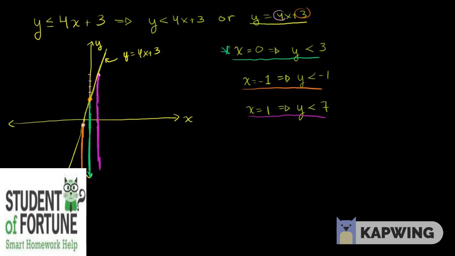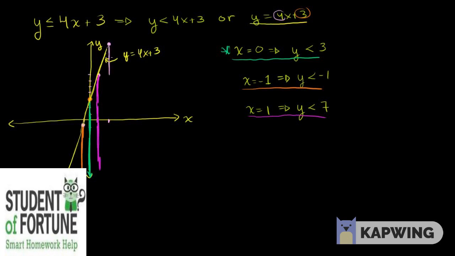And in general, you take any point x. Let's say you take this point x right there. If you evaluate 4x plus 3, you're going to get the point on the line, that is x times 4 plus 3. Now, the y's that satisfy it, it could be equal to that point on the line, or it could be less than.